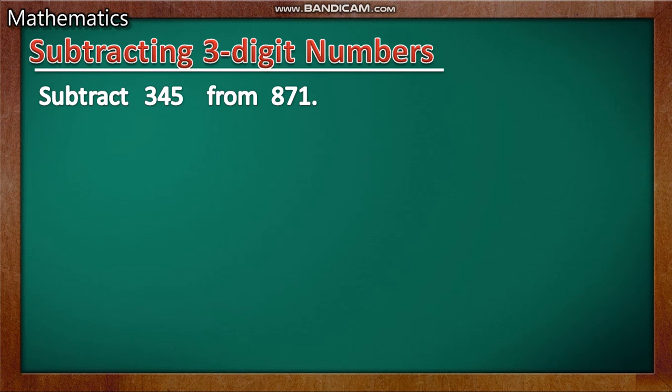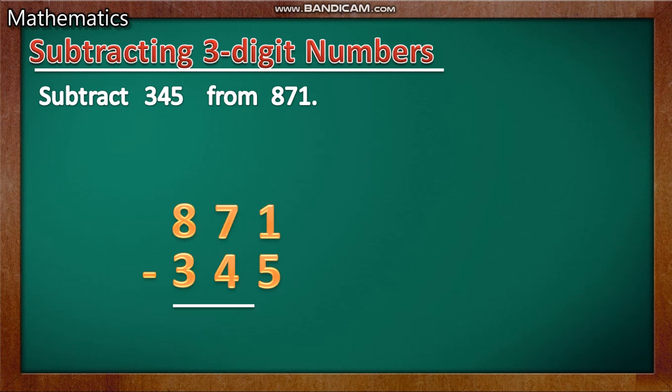At first you have to write from which number you are subtracting. You may write that number at first. Here in this question we are subtracting from 871, so write that 871 at first. Then subtraction sign. Then write the other number, 345. Then, as the first step, draw a line.